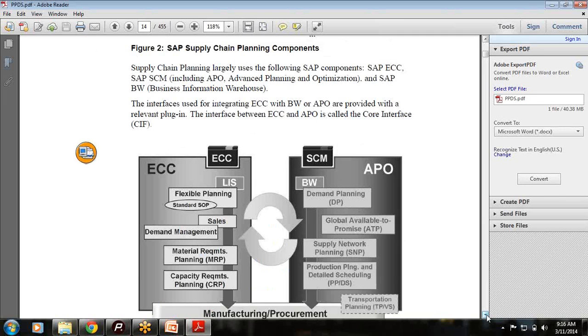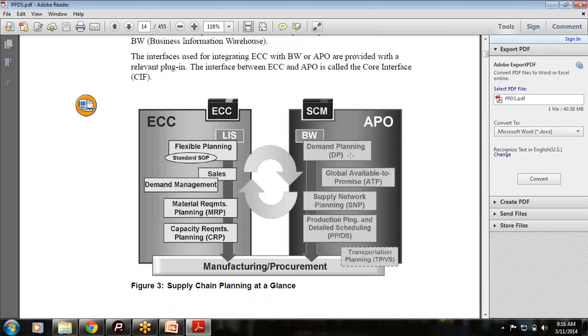This shows in more detail what we just talked about. Within the APO system, we have DP, that is demand planning. We have GATP, global available to promise. We have SNP, supply network planning, and PPDS, production planning and detailed scheduling. In addition, we have TPVS, transportation planning and vehicle scheduling. Constantly this APO box, the SCM box, interacts with the ECC, the enterprise core component.